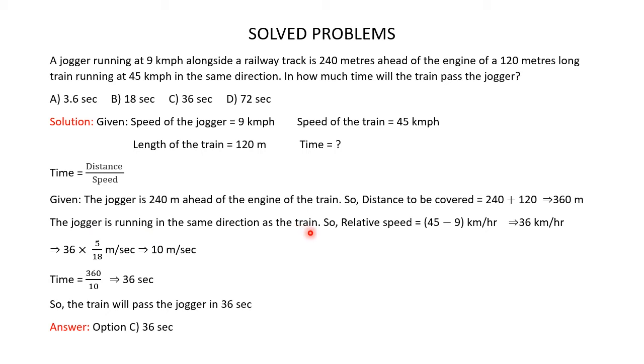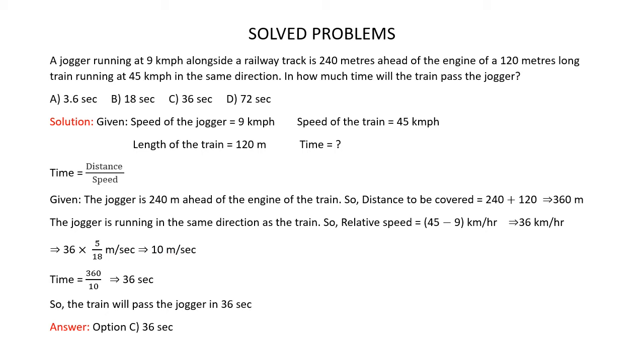Now since the jogger and the train are going in the same direction, relative speed is the difference of the two speeds. So relative speed is equal to 45 minus 9 kilometers per hour, which is 36 kilometers per hour. But since all the options are given in seconds, we'll convert this kilometer per hour to meters per second. To do this, we have to multiply this by 5 by 18. So 36 kilometers per hour is nothing but 36 multiplied by 5 by 18 meters per second. On solving this, we get the relative speed as 10 meters per second.